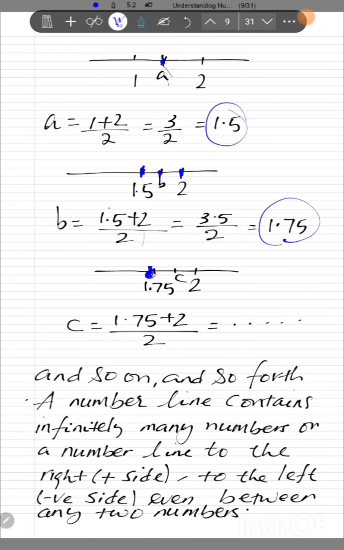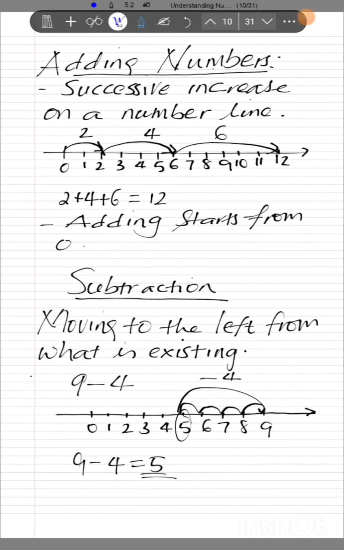What do we have again between 1.75 and 2? We have another number, which is 1.75 plus 2 divided by 2. We keep doing this forever. So we have infinitely many numbers in between two numbers. That's the conclusion we reach. And so on and so forth. A number line contains infinitely many numbers. To the right means the positive side. To the left, the negative side. And even between two numbers, we have infinitely many numbers.